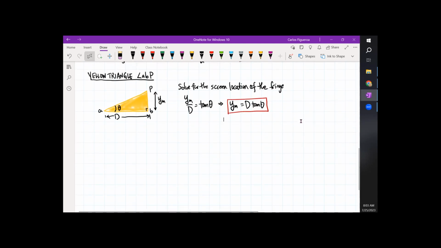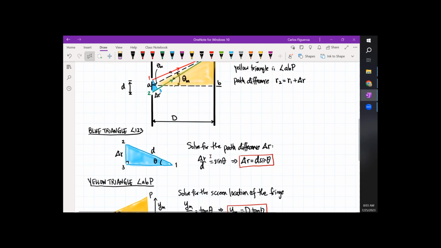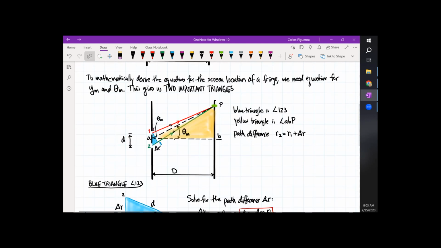Now, there's something slippery that I did not immediately state what happened here. The only way that theta m and theta, the angle of the blue triangle and the angle of the yellow triangle are the same is if there's an approximation, because they should not be the same.